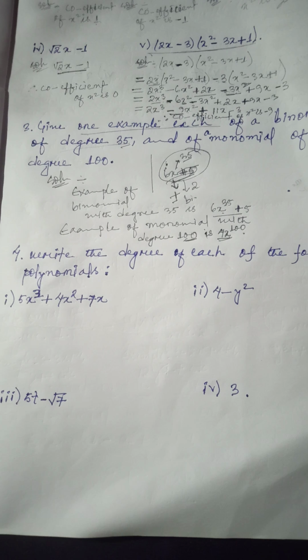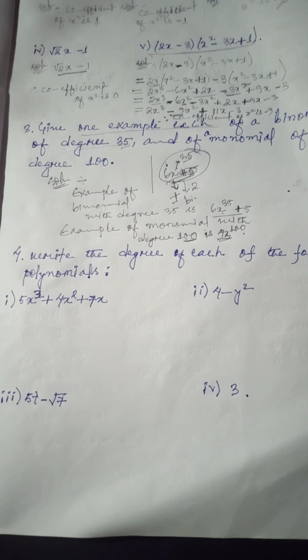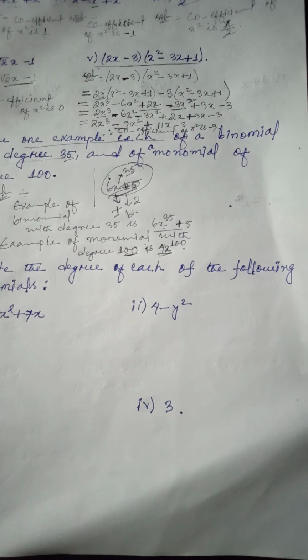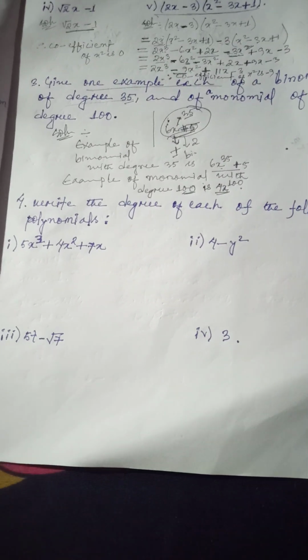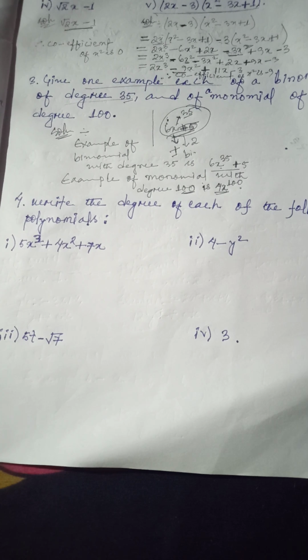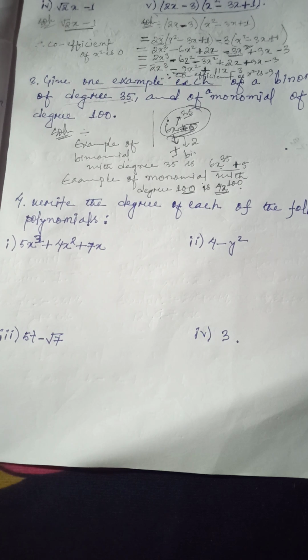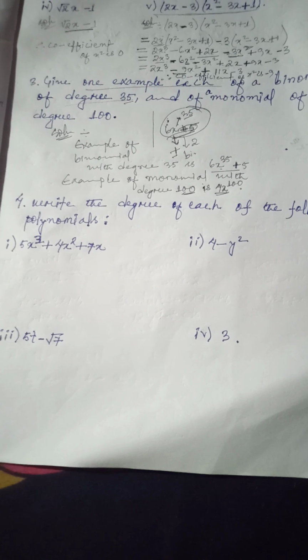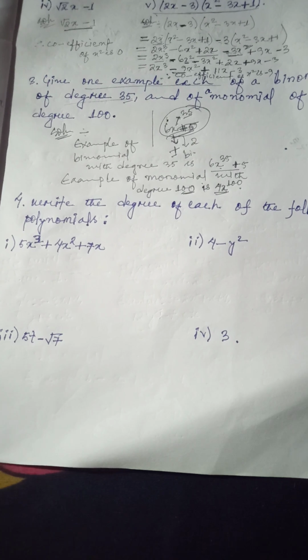As we can see in question number 4, write the degree of each of the following polynomials. We have to write the degree of the polynomial in each of these Roman numerals. First, in Roman numeral 1 we have 5x cubed plus 4x squared plus 7x. In Roman numeral 2 we have 4 minus y squared. In Roman numeral 3 we have 5t minus root 7. And in Roman numeral 4 we have 3. In each of these we have to write their power. In order to solve it, let's begin from Roman numeral 1.